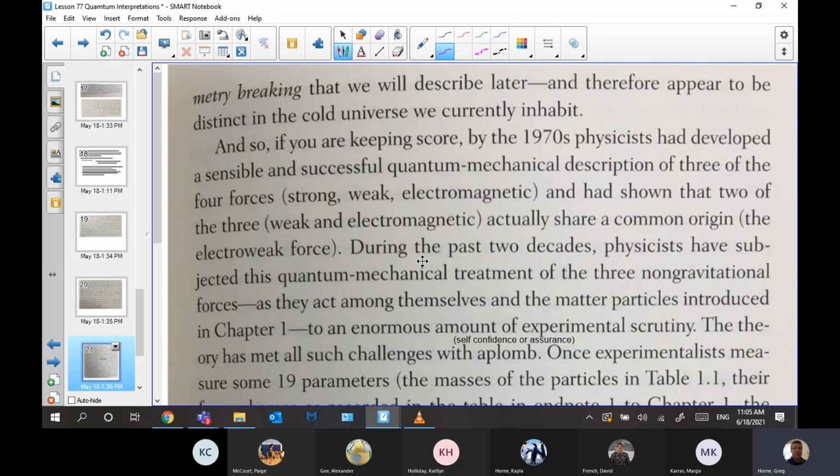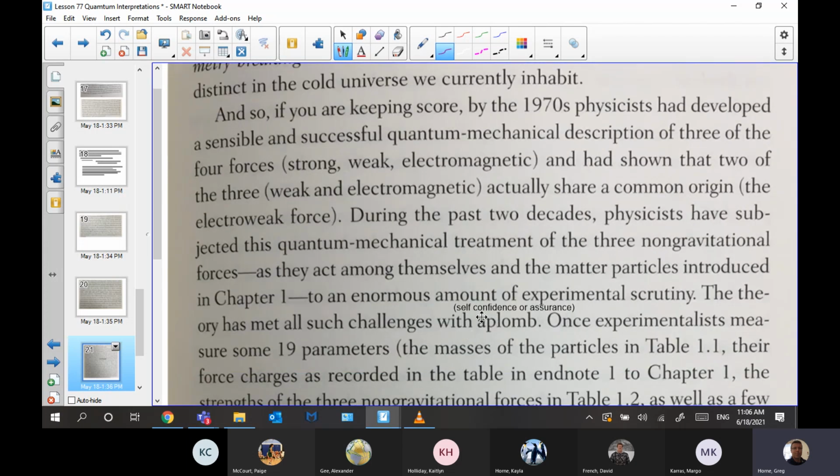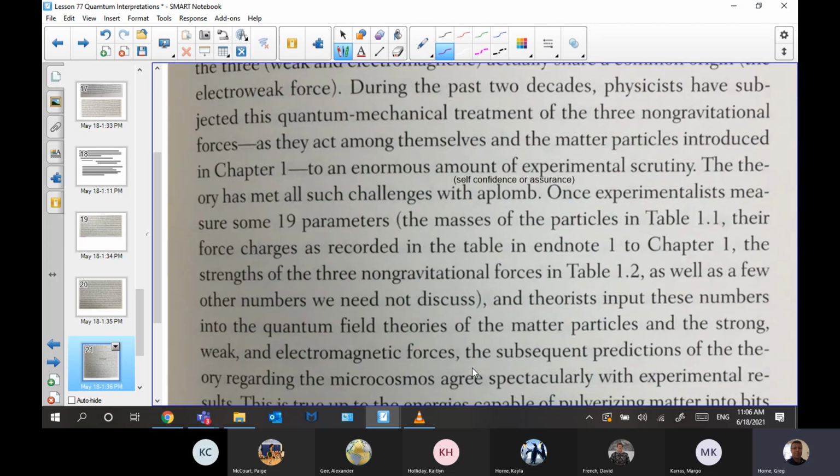So if you're keeping score, by the 1970s, physicists had developed a sensible and successful quantum mechanical description of three of the forces, the strong, the weak, and the electromagnetic, right? They had shown that two of the three, the weak and the electromagnetic, actually share a common origin, the electroweak force. During the past 2 decades, physicists have subjected this quantum mechanical treatment of the three non-gravitational forces, as they act among themselves and matter particles introduced in chapter 1, to an enormous amount of experimental scrutiny. The theory has met all such challenges with aplomb. Aplomb means self-confidence or assurance. I had to look it up. So it's just working amazingly, as I've said.